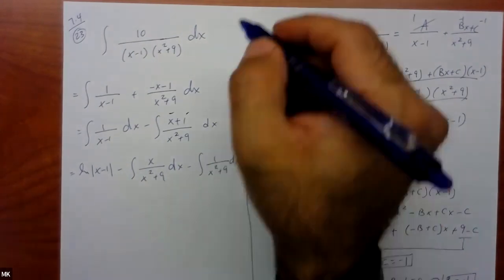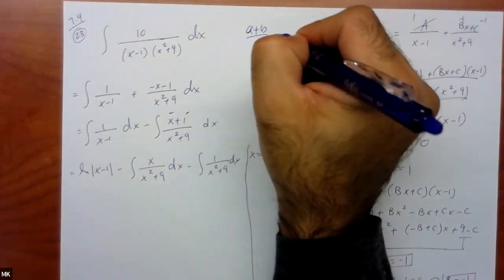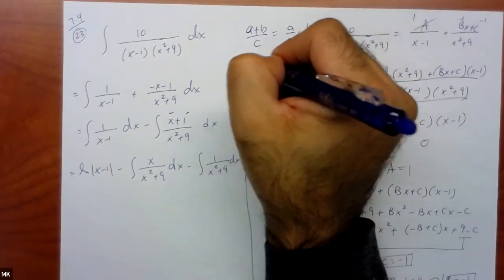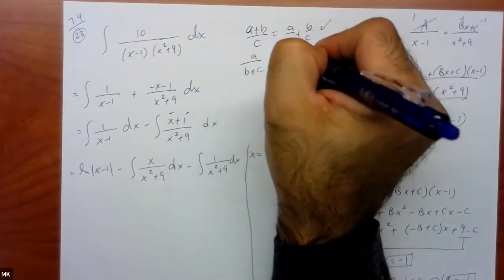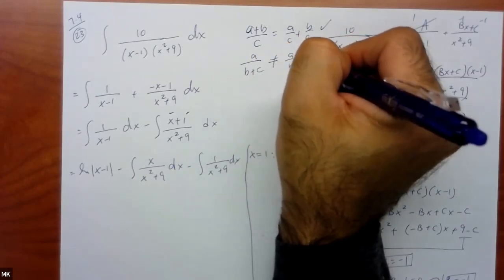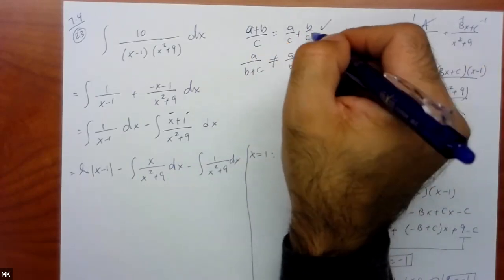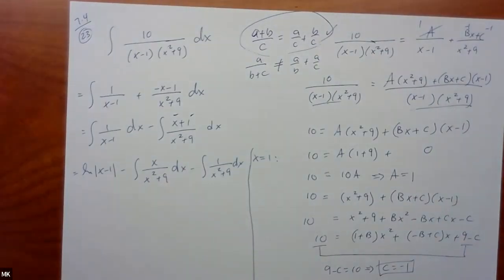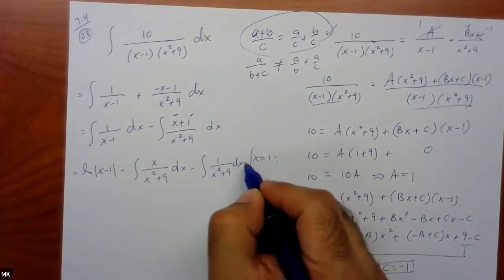Just to reiterate, if I have a plus b over c, I can write it as a over c plus b over c, no problem. But if I have a over b plus c, it is not a over b plus a over c. So that's not true, but this part is true. And that's what I'm doing here. So be careful. You cannot do that.